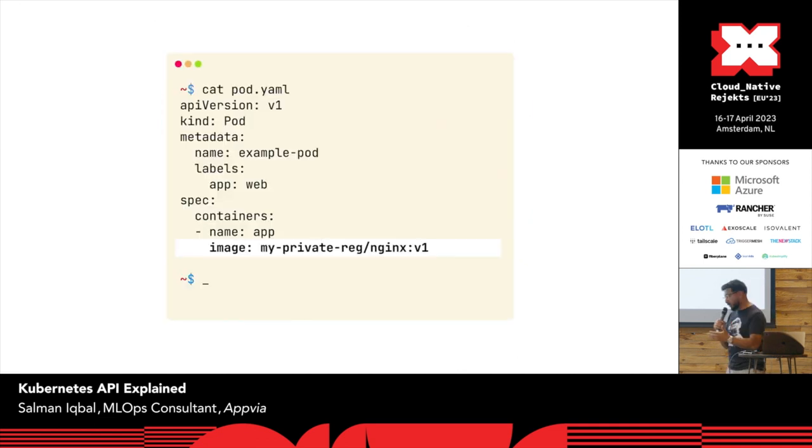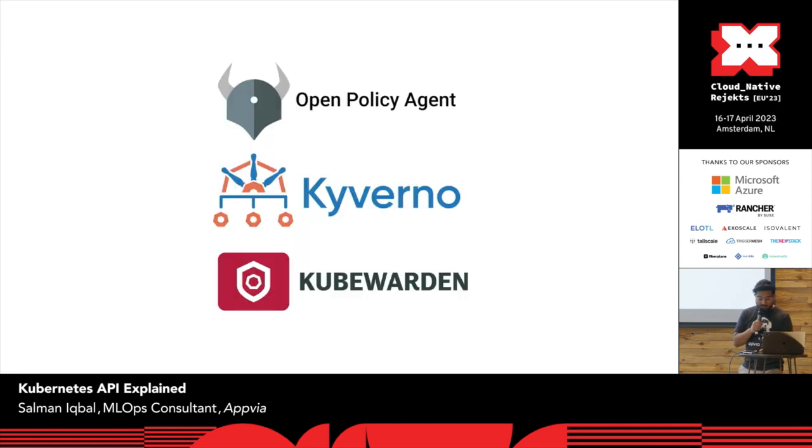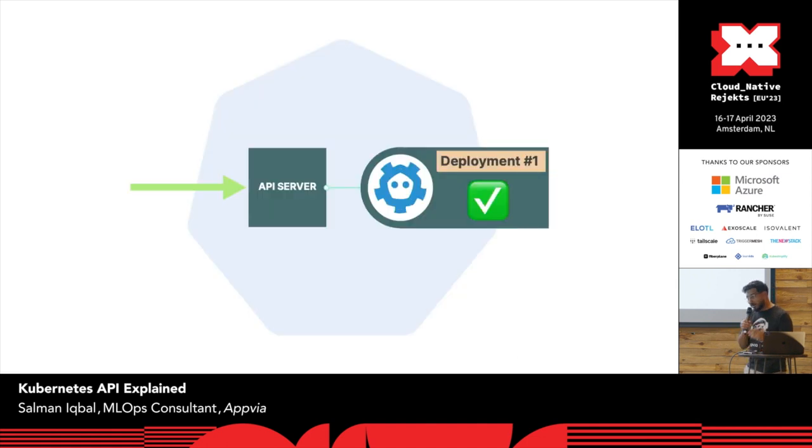For example, you only want to allow images that come from your private registry. And then there's Open Policy Agent, not the only one. There's a few other options. You can also write your own scripts if you wanted to, but these are pretty good projects. You should check them out if you want to. And after that, there's a few more things it does, and then it persists the information to the database.